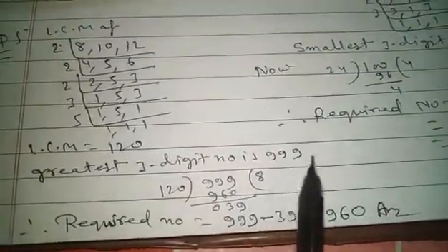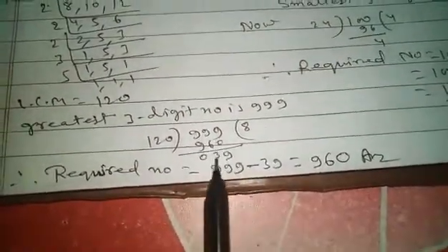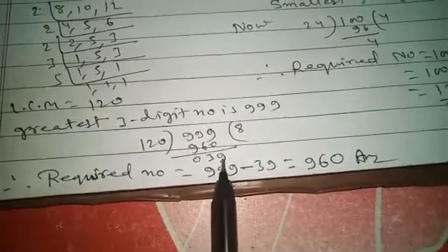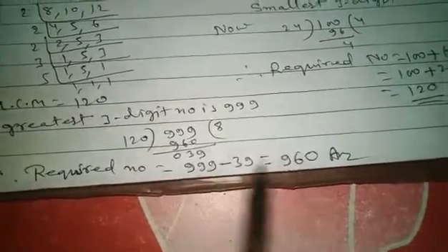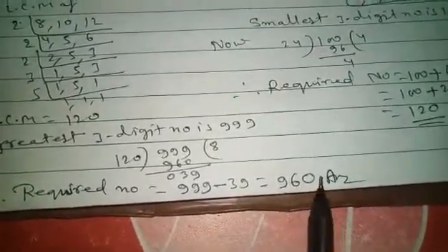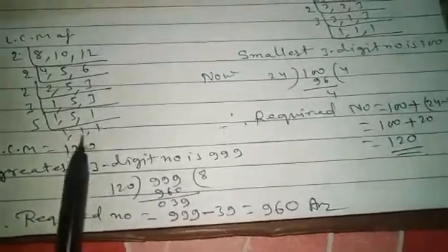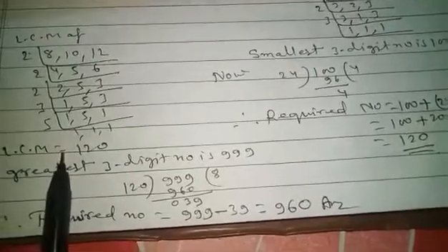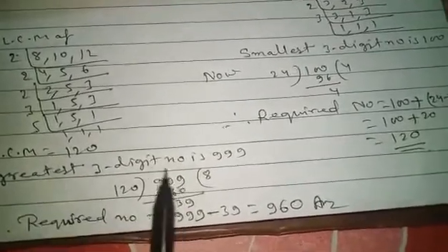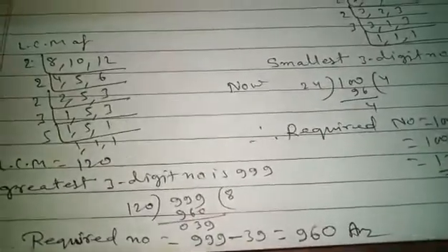Now 999 divided by 120. 8 times, the remainder is 39. So you remove this remainder from 999. That is, the required number is 999 minus 39, which is 960. This method you can solve, or you can find the multiple of 120 up to 3 digits. That will be the maximum. That method you can also use.